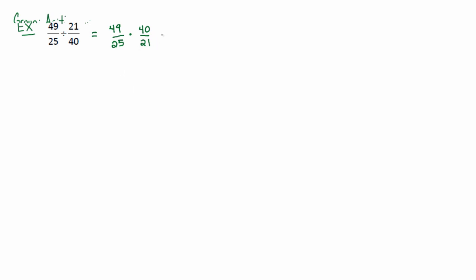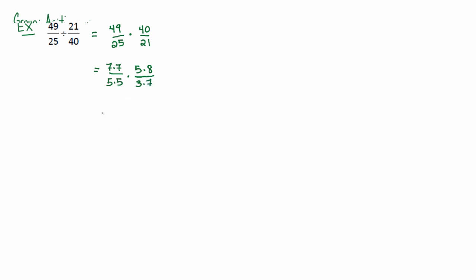And now, to further simplify this, a lot of people might want to just multiply 49 times 40 and 25 times 21, but it really is to your benefit to factor each of these numbers. So, for example, 49 can be written as 7 times 7, 25 can be written as 5 times 5, 40 can be written as 5 times 8. I know that 8 can actually be rewritten as 2 times 2 times 2, but for right now I'm going to slowly factor. 21 can be rewritten as 3 times 7.